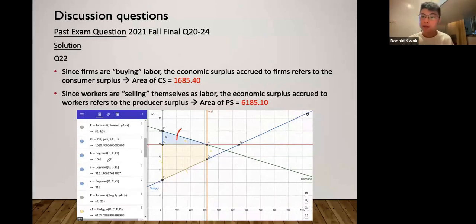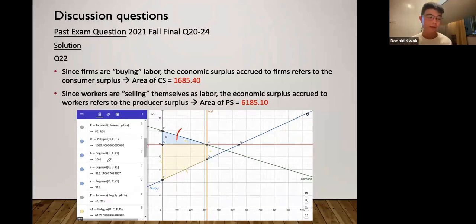How about the economic surplus accrued to workers? First of all, it's talking about producer surplus simply because workers are selling themselves as labor in the labor market, right? So this is why economic surplus accrued to workers is referring to the producer surplus.